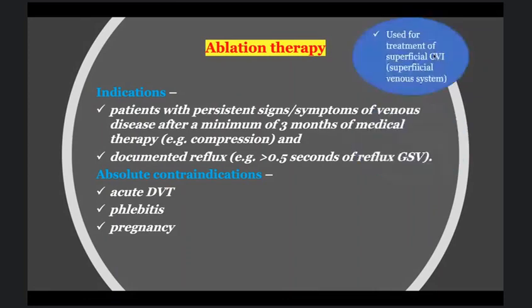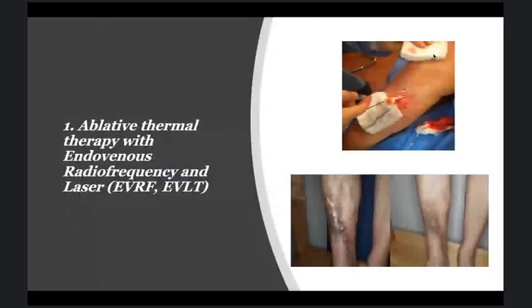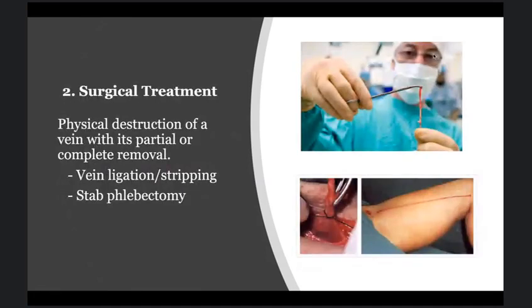Now, ablation therapy, as I said in the previous lecture, in the treatment of varicose veins: either we use endovenous laser therapy or endovenous radiofrequency ablation. Surgical treatment is also an ablation therapy. As I said in the previous lecture, we physically destroy the vein by partial or complete removal. You may use stripping with or without stab phlebectomy. So in ablation therapy, either we use laser or radiofrequency, or we use surgical removal of the incompetent great saphenous or lesser saphenous vein with its tributaries.